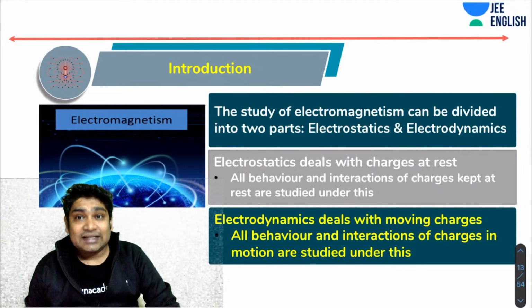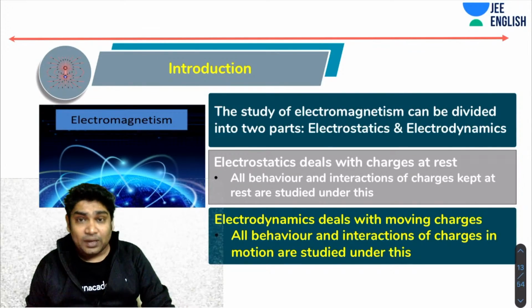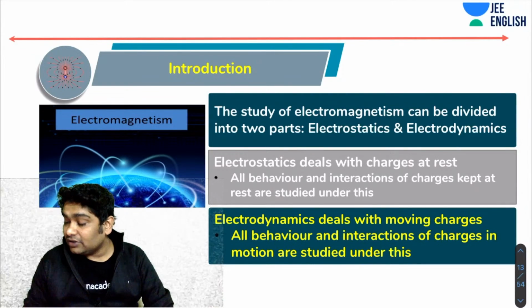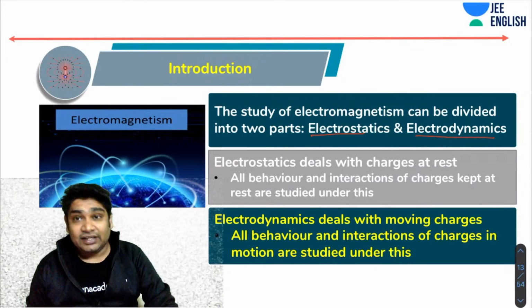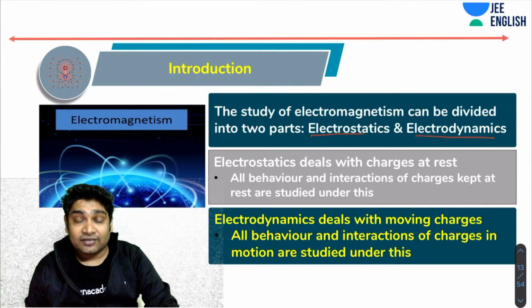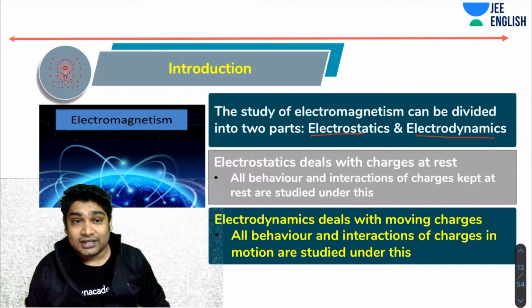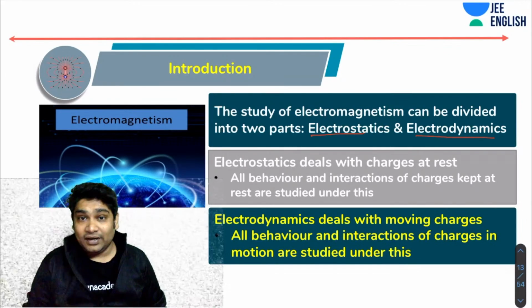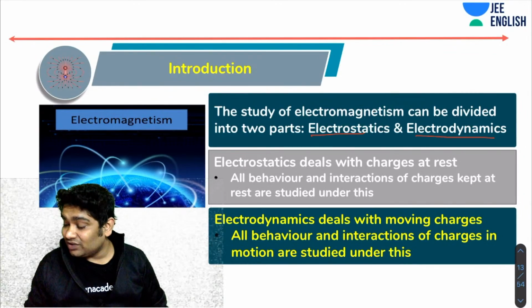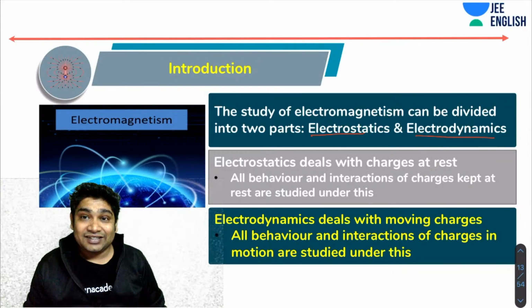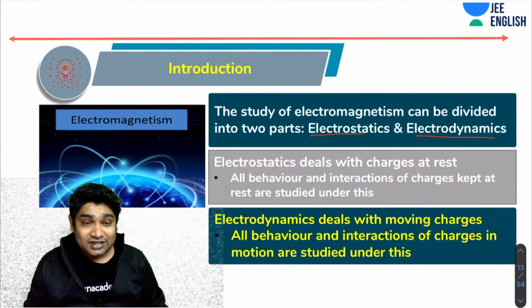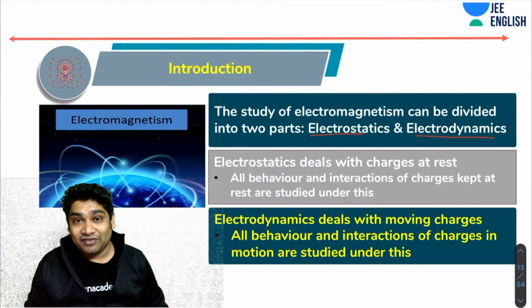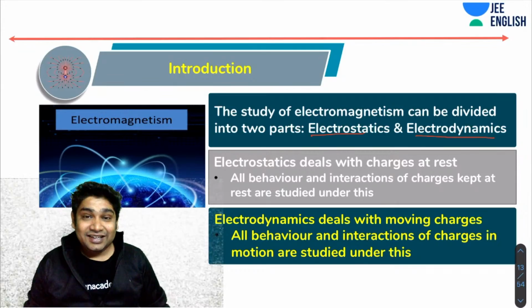So we realize that the study of electromagnetism is usually divided into 2 parts: electrostatics and electrodynamics. Now why do we do that? That is because the behavior of charges is different when they are at rest, and different when they are moving. The word electro refers to charges, and their study is divided into 2 parts. Electrostatics essentially deals with charges at rest, and all behaviors and interactions of charges kept at rest are studied under this. Then you have electrodynamics, which is the study of moving charges. Turns out charges have different behaviors when they are at rest and when they are moving. That is why we study it in 2 parts.